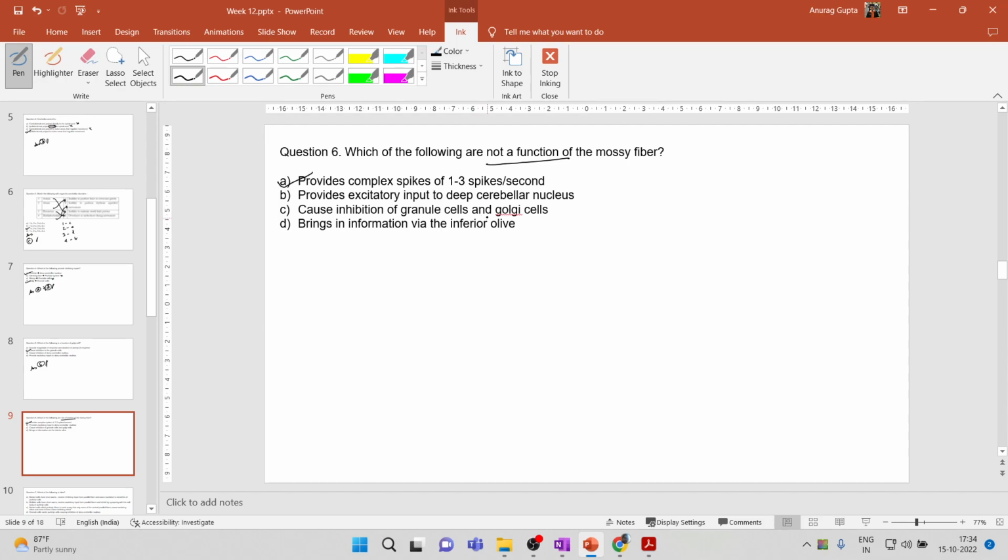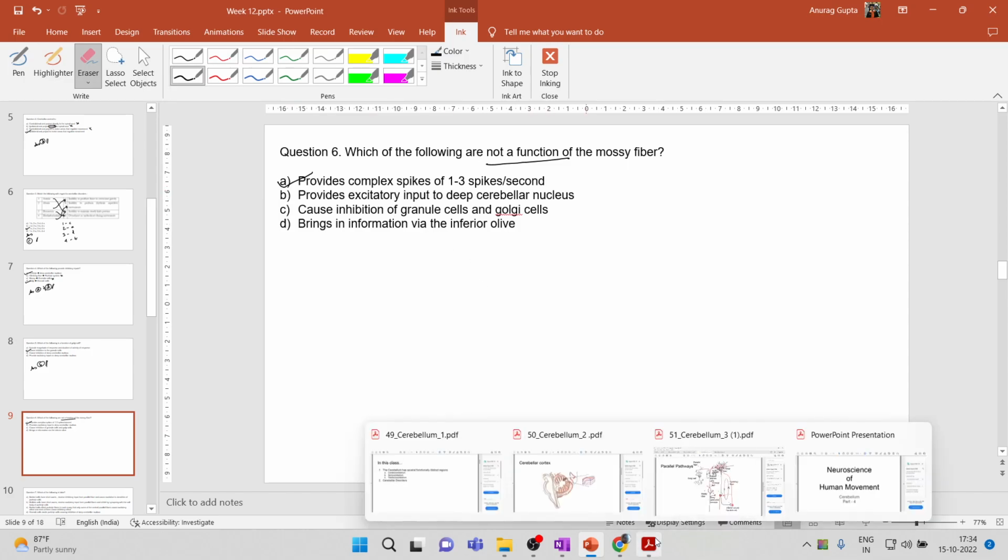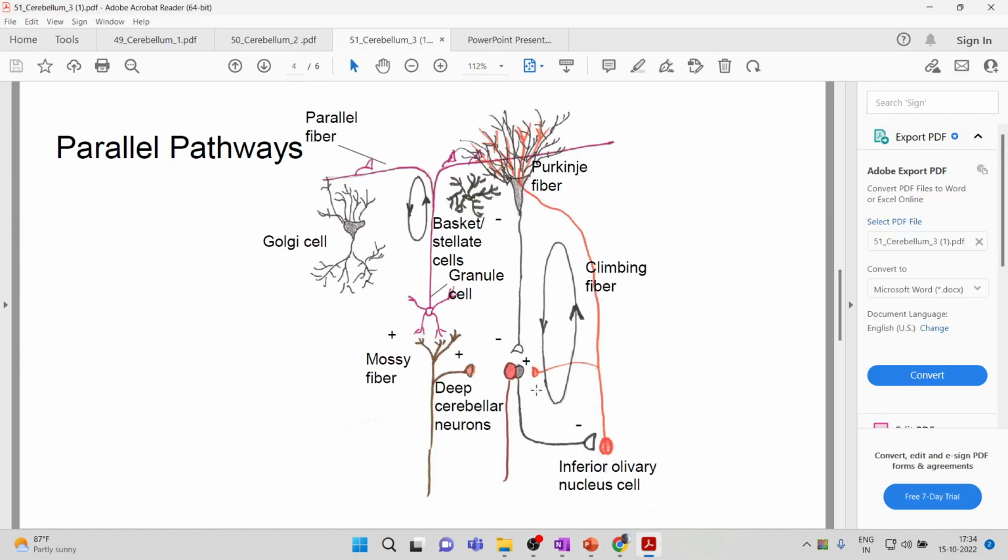But this is also not correct, right? They don't provide excitation. Yeah, they do provide excitation. So let me just go back to this and show you what happens.